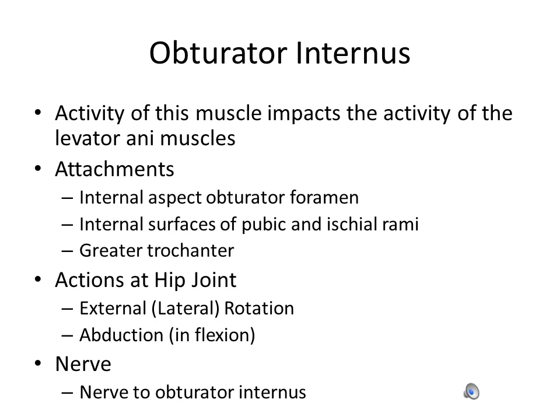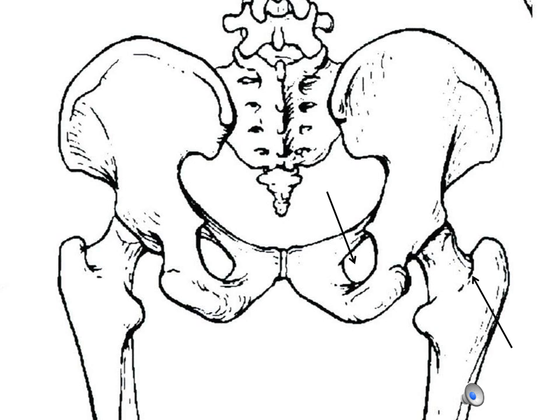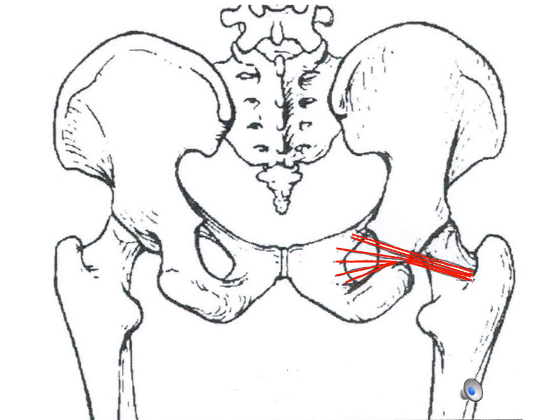The obturator internus has action at the hip joint to include external rotation and hip abduction when the hip is in flexion. The innervation of obturator internus is the nerve to obturator internus. Pause the lecture to draw in the attachments and the muscle belly of obturator internus. How does your drawing compare?